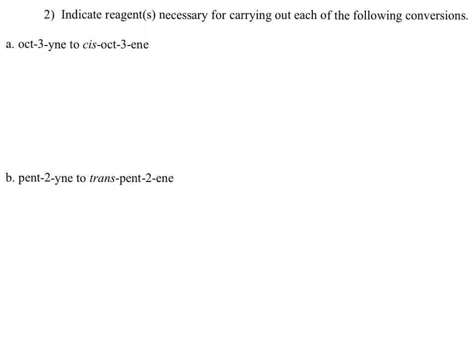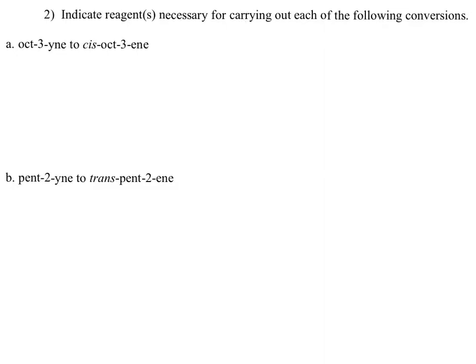In this video, we're going to walk through the solution to question number 2 from the problem-solving set that goes along with Chapter 9, the chapter on reactions of alkynes. The question asks us to indicate the reagents necessary for carrying out each of the following conversions. So in other words, if we're trying to convert oct-3-yne to a cis-oct-3-ene product, what reagent or reagents would we need to use in order to carry that out?